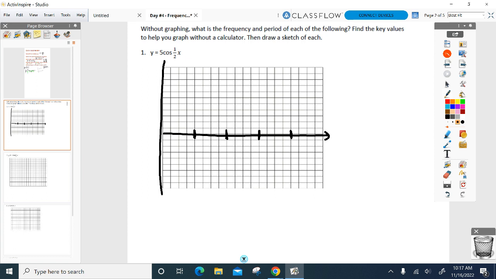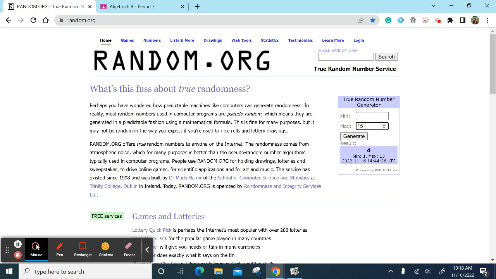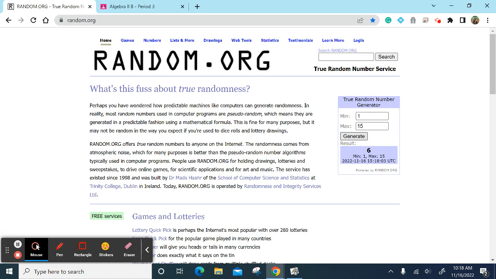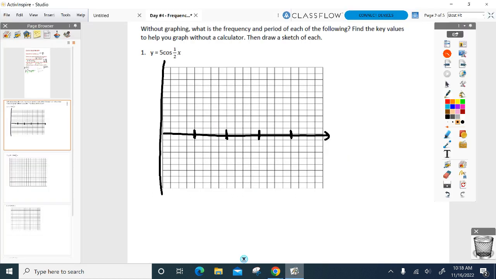You want this? This might be easier to work with. Right? All right, ready? Tell me something, guys. Here we go. Tell me something I'm going to need to label my graph. Start anywhere. 4.